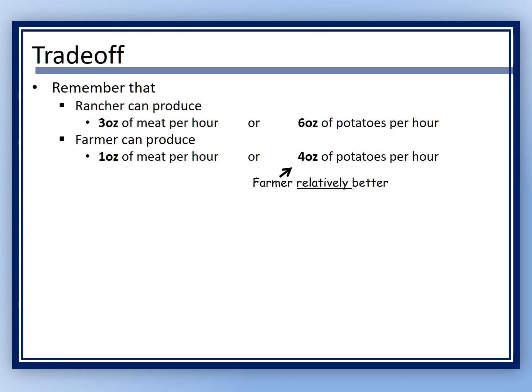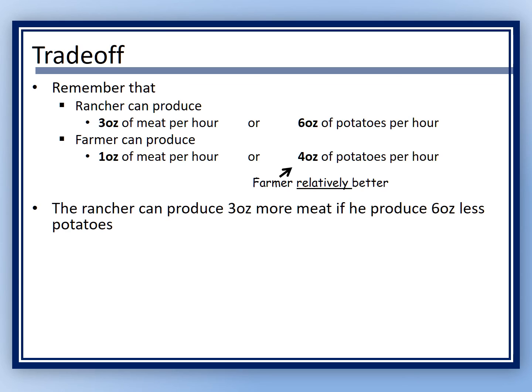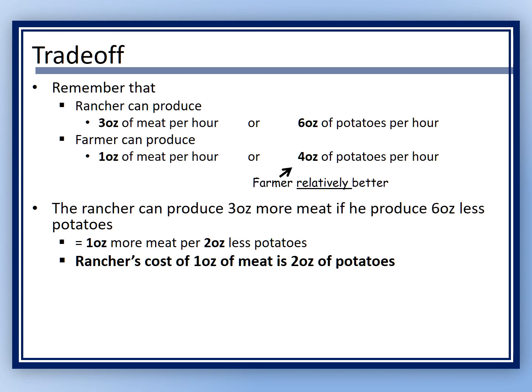Another way of looking at it, the rancher is 3 times faster than the farmer in producing meat, right? 3 to 1. But he's only 1.5, he's only like 50% faster in producing potatoes. So once again, the farmer is relatively better in producing potatoes than meat. He's really bad at producing meat. Right, so that's the trade-off I just mentioned. Notice that we can express this in terms of opportunity cost.